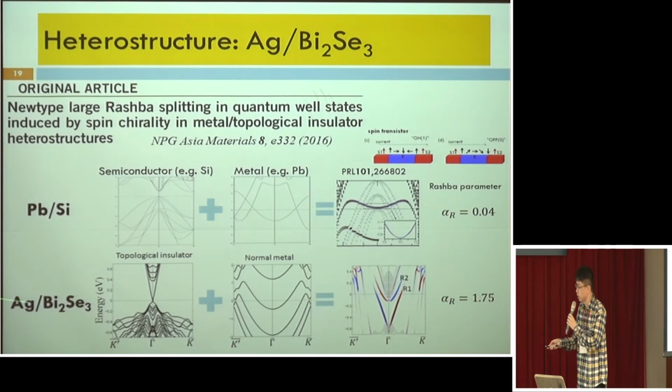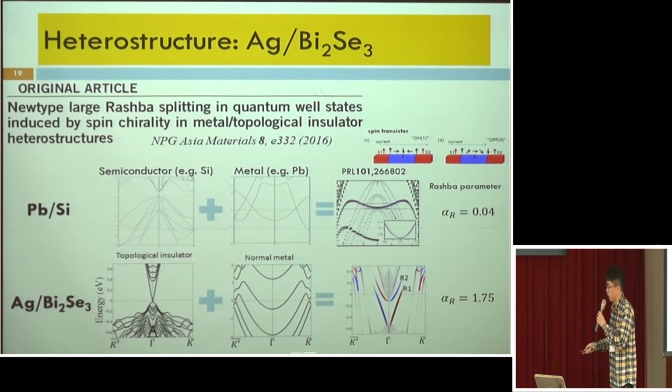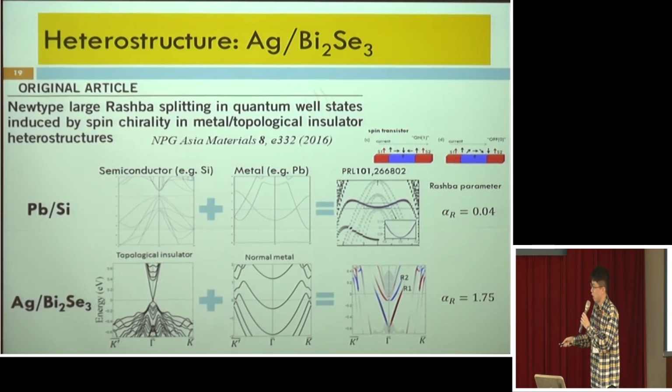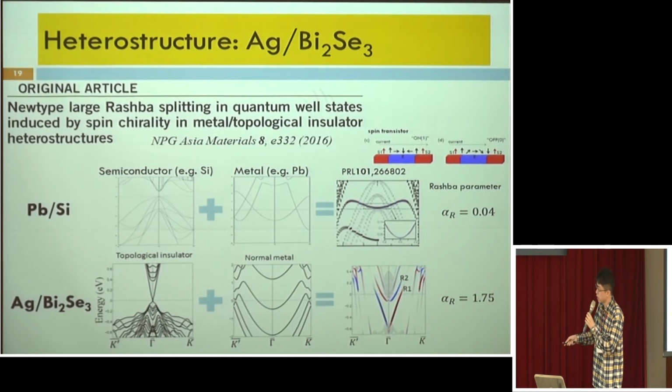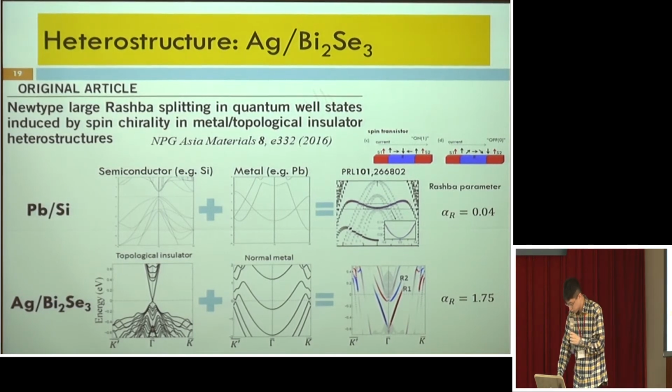Recently, we found that if we put a normal metal thin film on a topological insulator, the quantum well state will interact with the surface state of the topological insulator and induce a very large spin band splitting in the metal quantum well. And in our theoretical prediction, the Rashba parameter is around 2 orders larger than the typical semiconductor case.